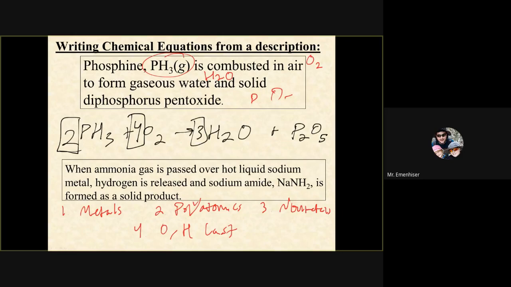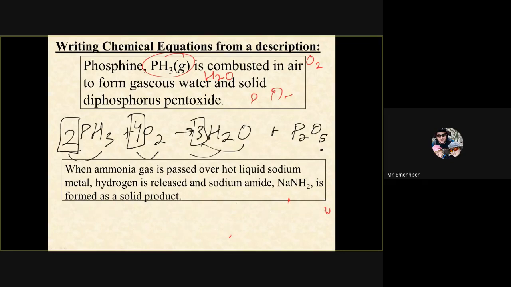2 phosphoruses, 2 phosphoruses, 6 hydrogens, 6 hydrogens. All right, that's 6 right there, 6 right there. And then I got 8 oxygens. I got 5 there plus the 3 there, which is 8. So that's our balanced equation. I messed that up. Apologize. Let's try this next one.